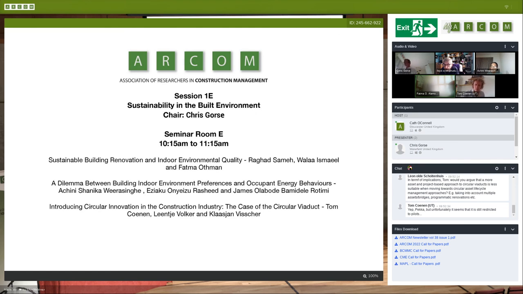I think there's also a question to Tom, and I think I'm following a similar line of thought. Tom, would you argue that a more asset and project-based approach, circular viaducts, is less suitable when moving towards circular asset lifecycle management approaches?